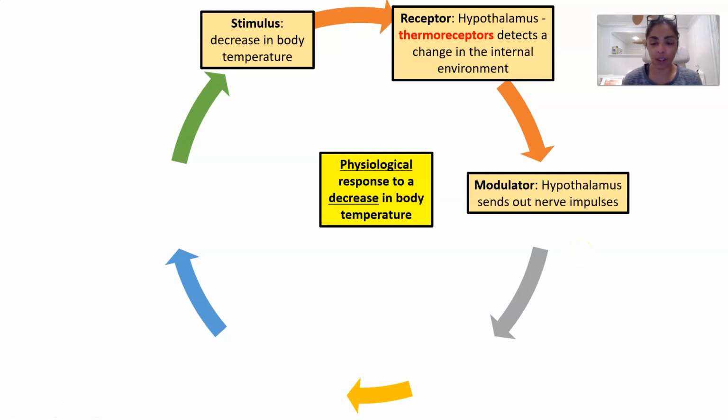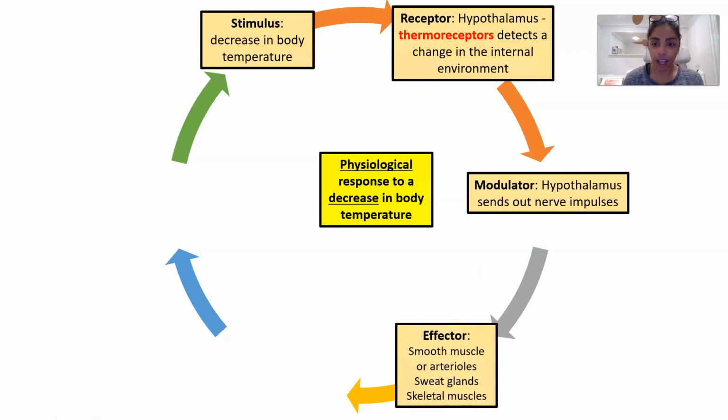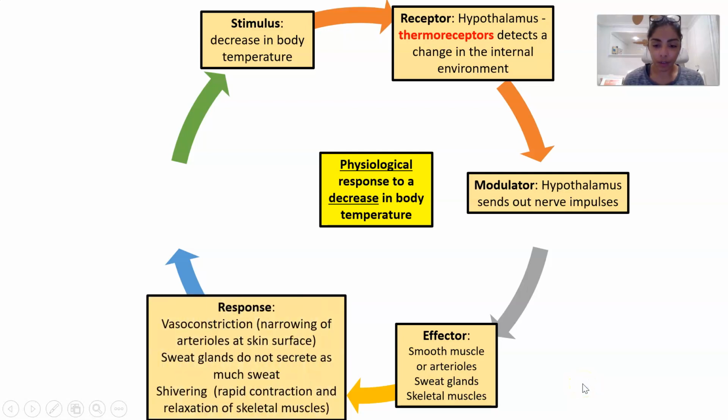This sends out nerve impulses. Now, because it's a physiological mechanism, these are directing nerve impulses under subconscious control, and they will innervate the smooth muscle of the arterioles, sweat glands, and skeletal muscle. The response to these effector organs and glands being innervated are the following.